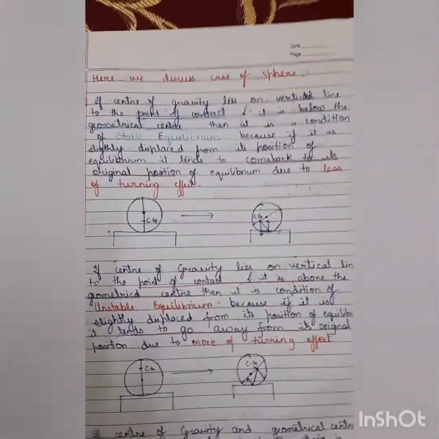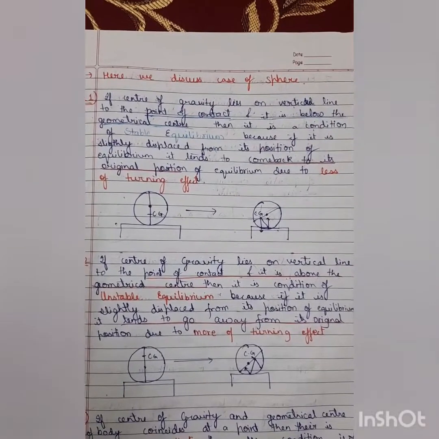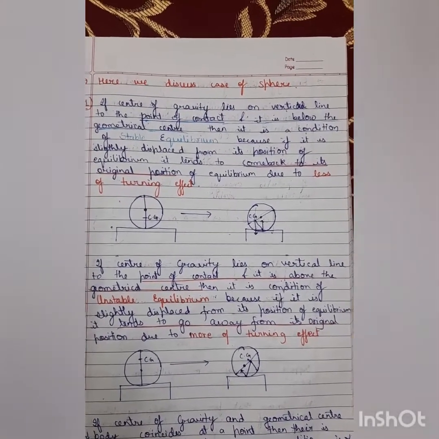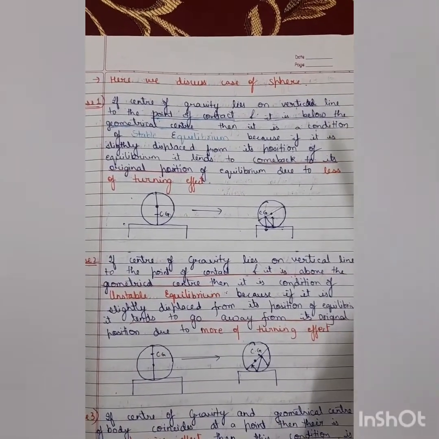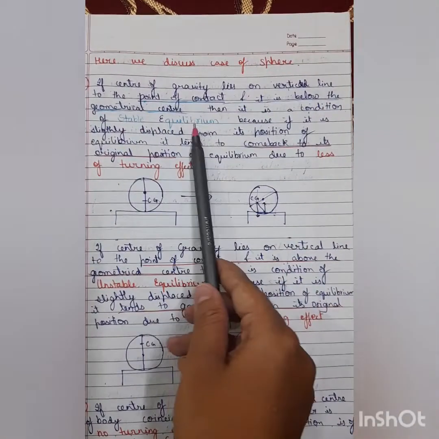Here we discuss the case of a sphere. Case 1, if the center of gravity lies on the vertical line to the point of contact, that is, it is below the geometrical center, it is a condition of stable equilibrium.